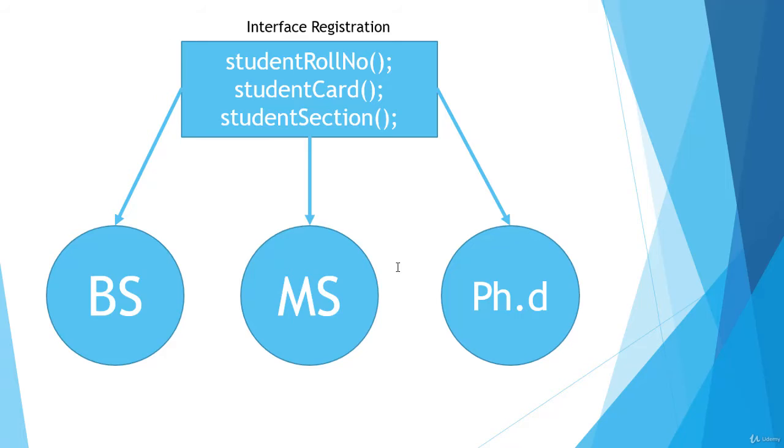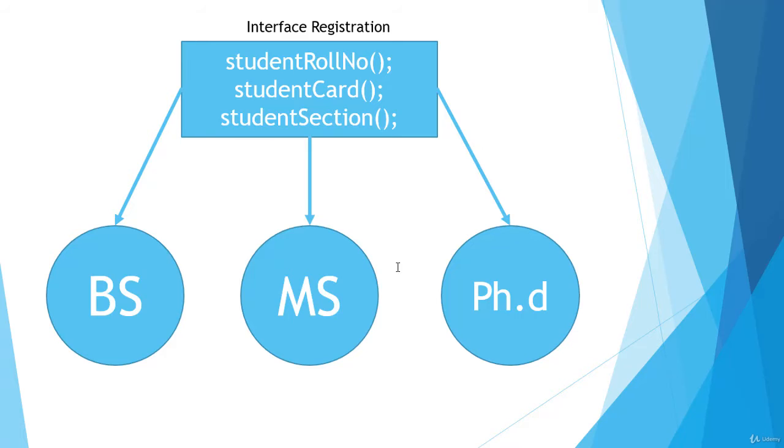For example, in BS, a student has a different roll number, different student card and different section. In MS, a student has a different roll number, different card and different section. Every class can define the method in its own way. So you can see how interface is helpful in Java. We have created the interface and all the classes using that interface and using all its methods. So I hope you understand how interface is used and why we use interface and how it is helpful for us.